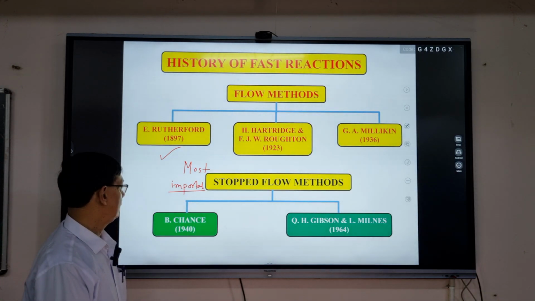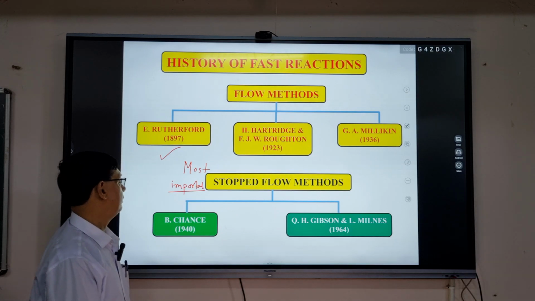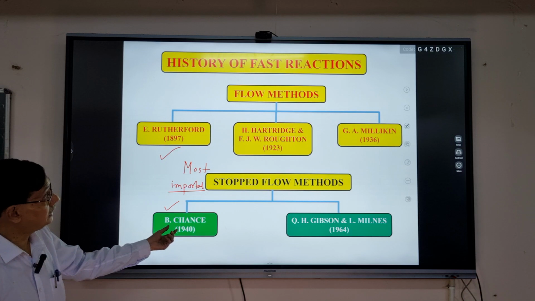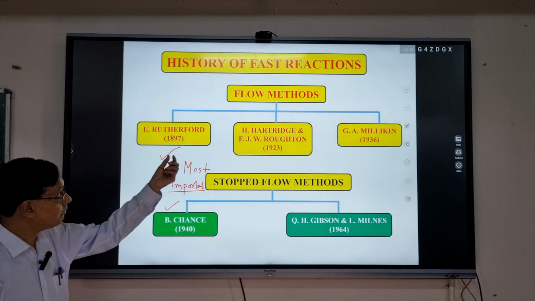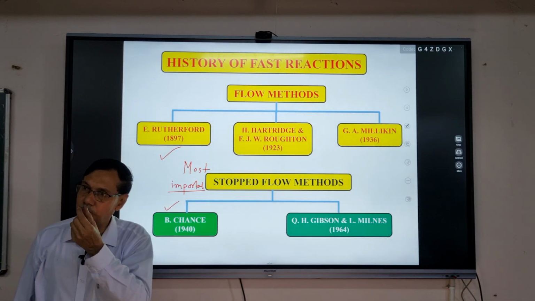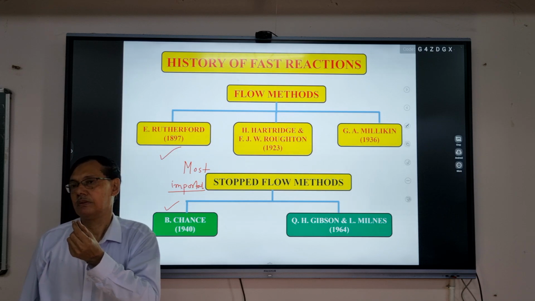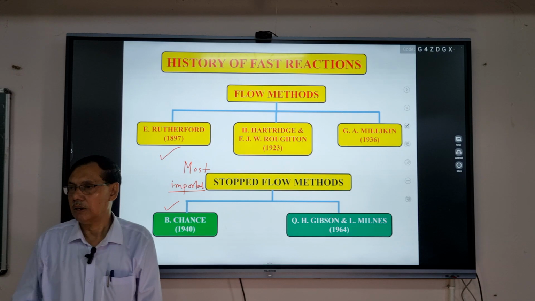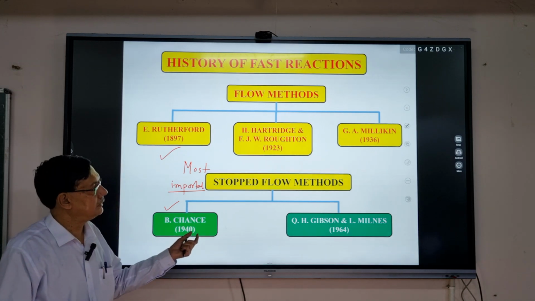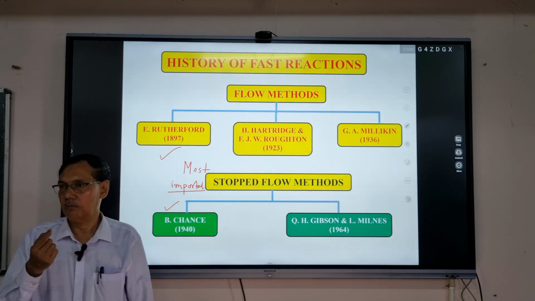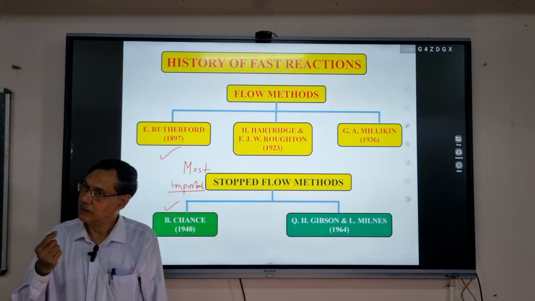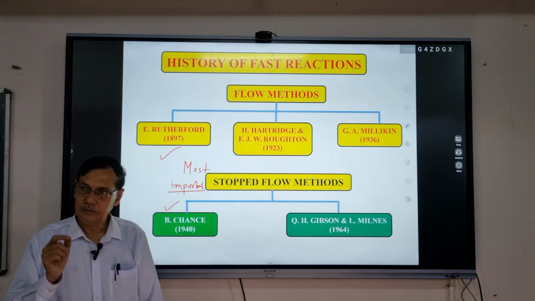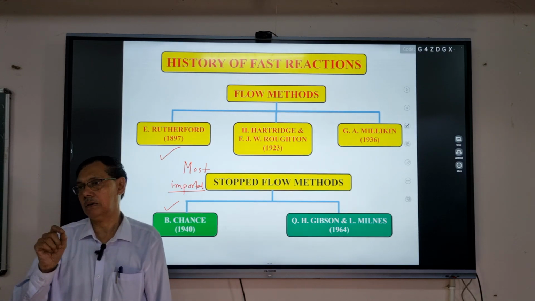It was actually derived by B. Chance in 1940, because there are some problems in the flow methods. A very large amount of chemicals is required. But in the stop flow method, a very small amount of chemicals is required, with a very small syringe like that, and you will get the accurate rate constant.